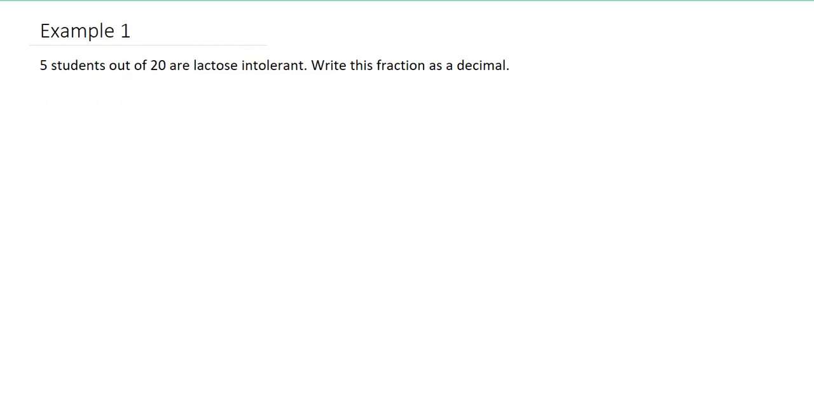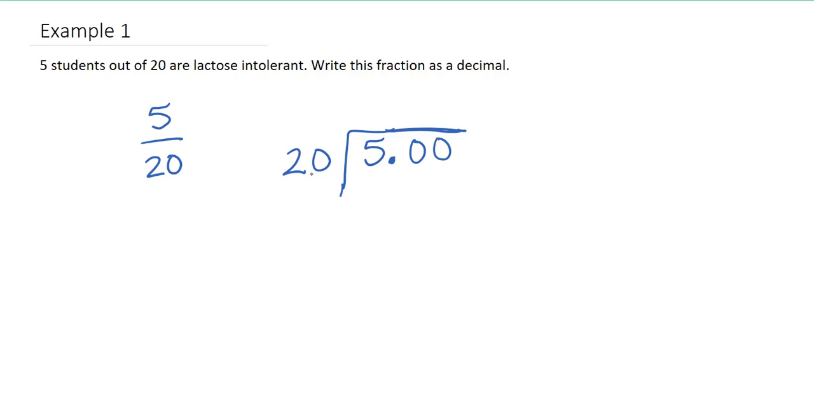Example 1, 5 students out of 20 are lactose intolerant. Write this fraction as a decimal. So we have 5 out of 20. Well, if we go ahead and divide 5 by 20, we know we're going to have to add some zeros after this 5. So we put the decimal point and let's go ahead and add 2 zeros. We may not have to use them all, but we'll just go with that.